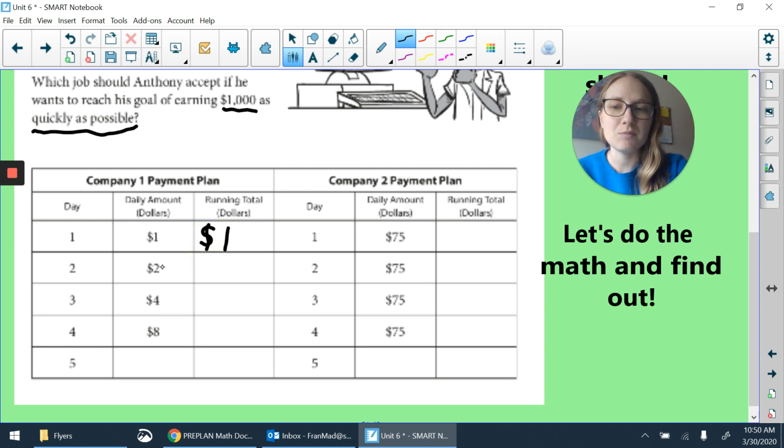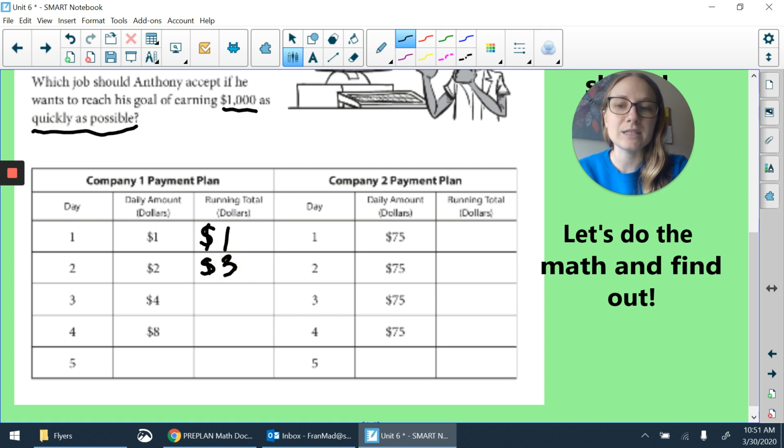And on day 2, he made $2 more. So he made $2 because our $1 doubled, right? 1 times 2. Now the running total is going to be what he already had in his savings account plus the new amount that he made that day. So what he already had in his savings account was $1. He made $2 more on day 2. So now I know 1 plus 2, he has a total of $3 in his account.